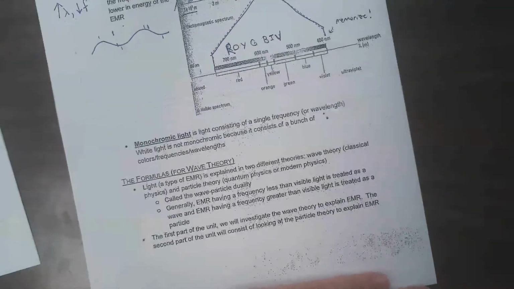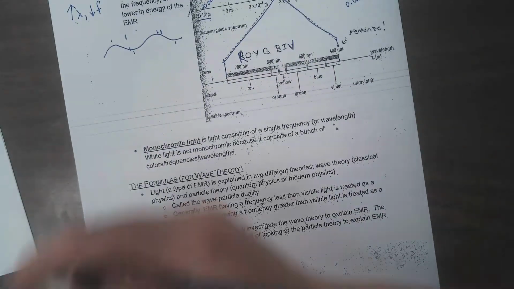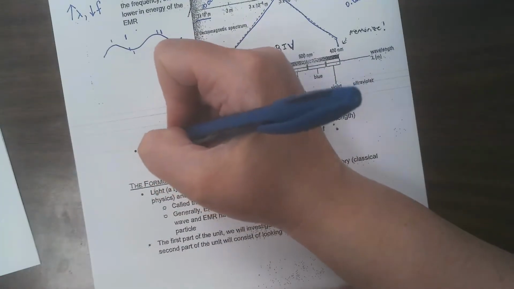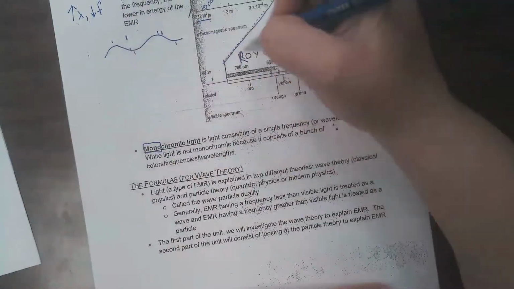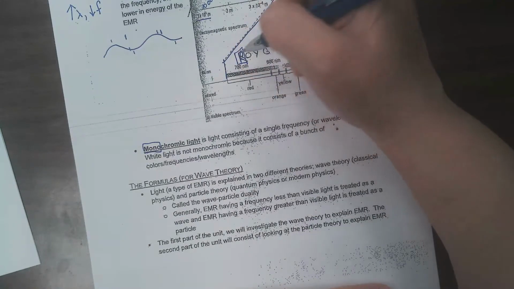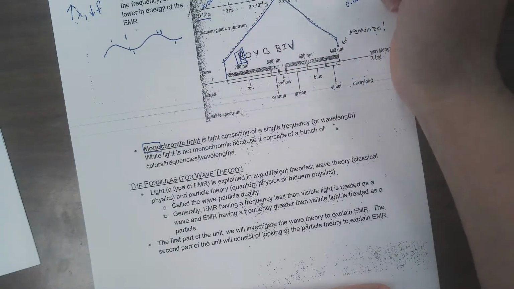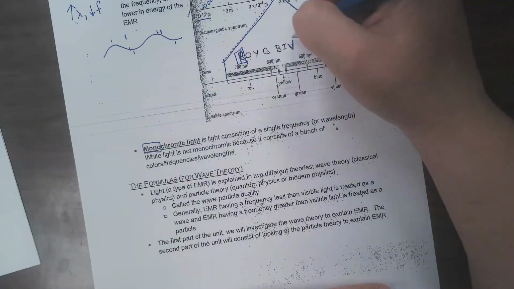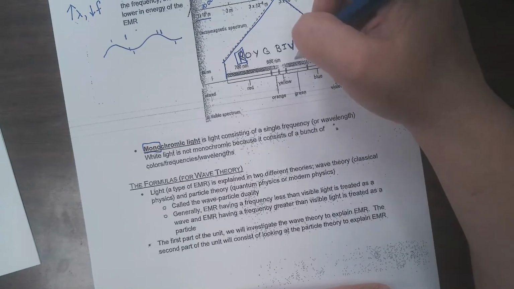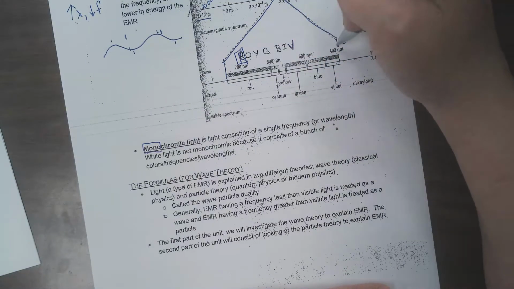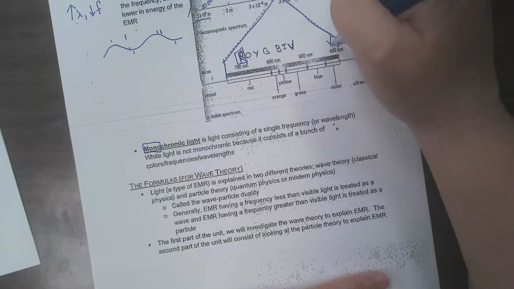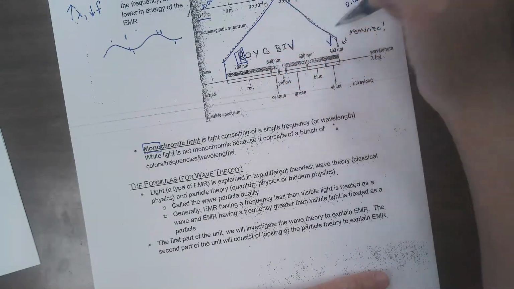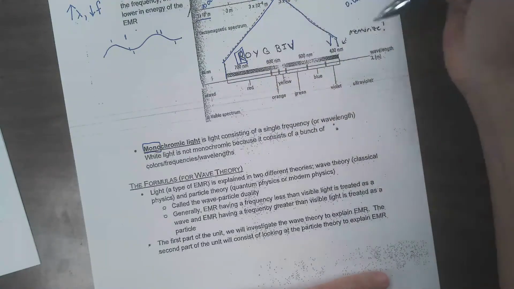Okay, monochromic light. Mono meaning one. It's a single frequency. So red is monochromic at 700 nanometers, and violet is monochromic at about 400 nanometers. Okay, so this is red, this is violet, and we spread those out in between. Well, here's the colors right here.